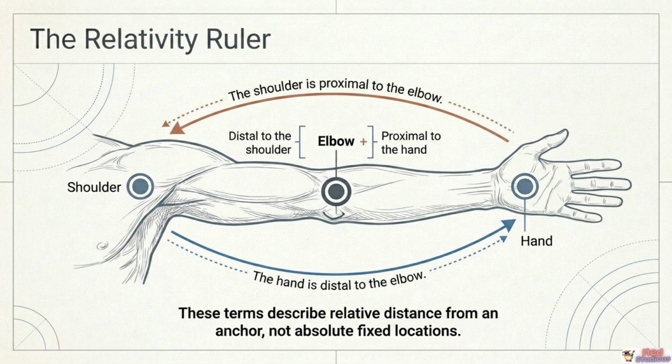This is the relativity ruler. The elbow sits at a middle point on the ruler, and its label changes based on which direction you're measuring. The takeaway: always ask yourself, proximal or distal, compared to what?